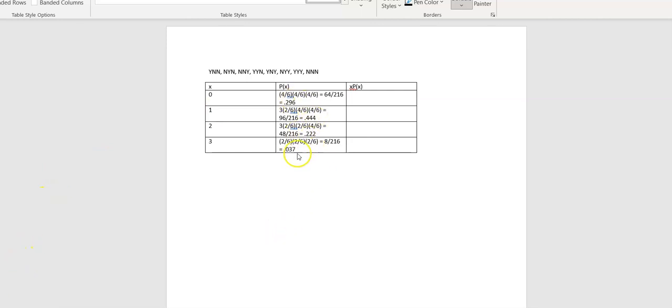Now, all our probabilities should add up to almost or near 1. In this case, it adds up to 0.999, and that's because we rounded these decimals. If we added the 64 over 216, the 96 over 216, the 48 over 216, and the 8 over 216, it would be 216 over 216, or 1, which is what our probability should be.